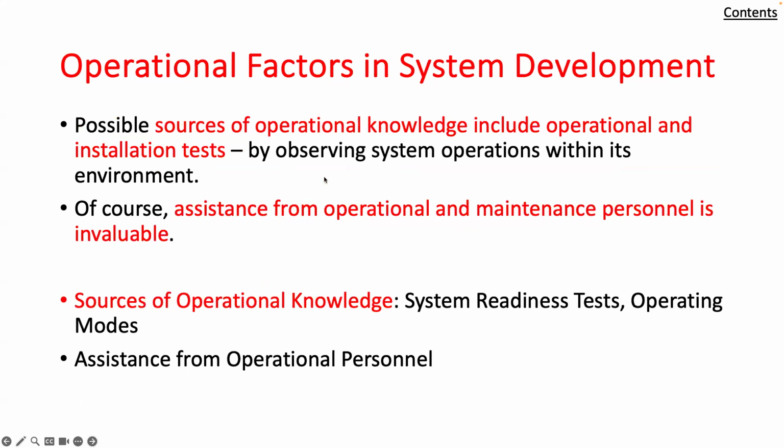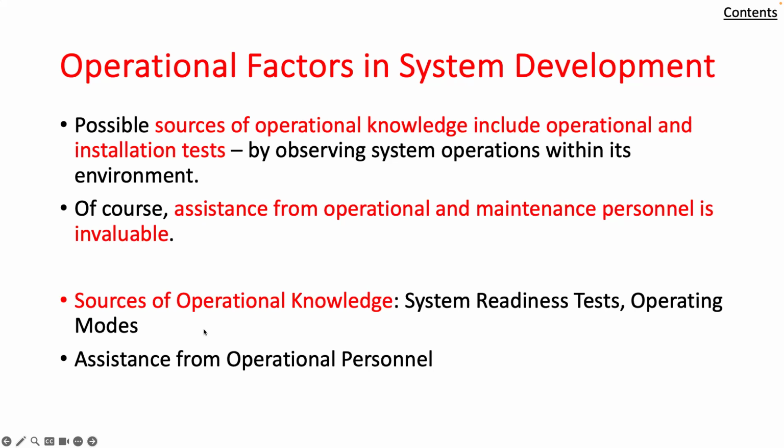Then just to finish up, operational factors in system development. Possible sources of operational knowledge include operational and installation test by observing system operations within its environment. So this is one of the things that a system engineer can be working with the operators to capture, so that it can be passed back and fed into when you're doing an upgrade or a new system. And of course, assistance from operation and maintenance personnel is invaluable to ensure that you capture as much as possible.